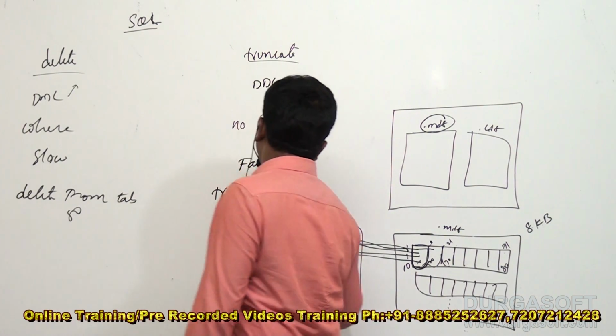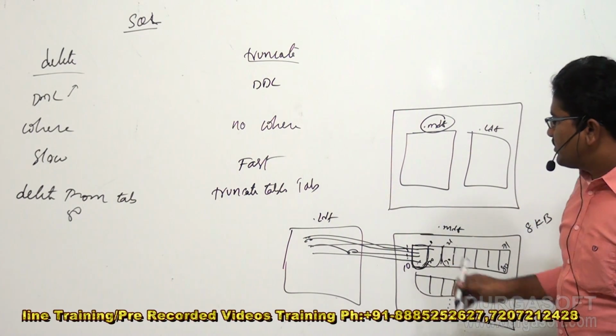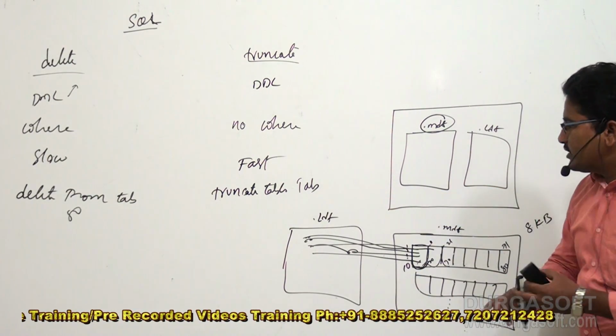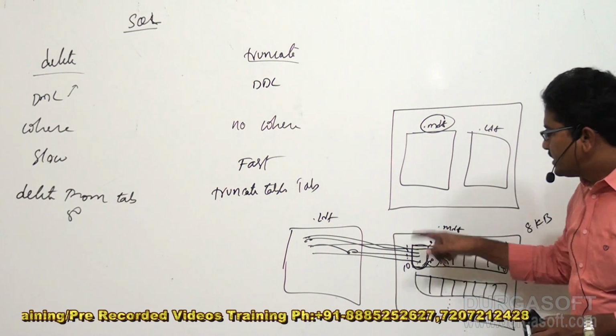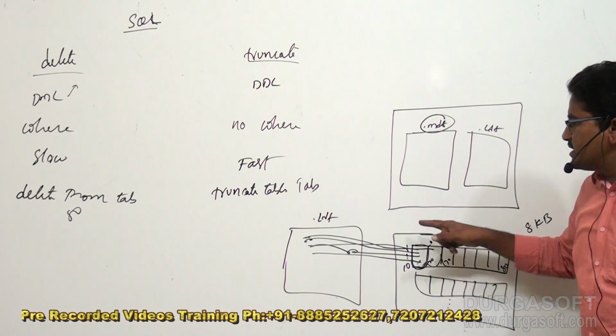Truncate table name is tab. So what happens whenever we use a truncate? It doesn't do the operation row by row. Simply, it deallocates the entire page at a time. It removes the entire page at a time.